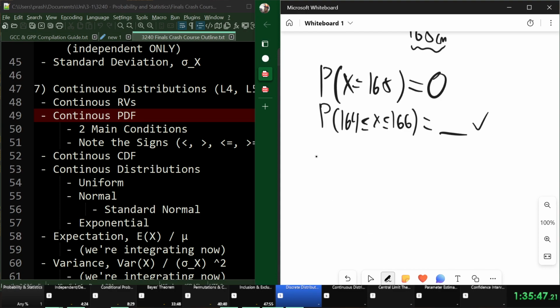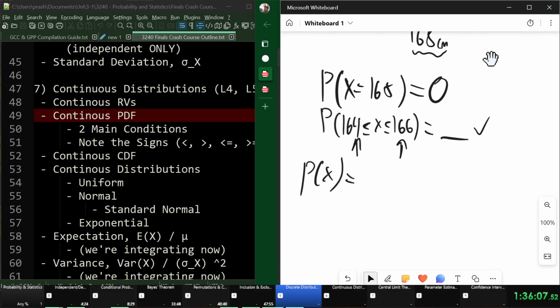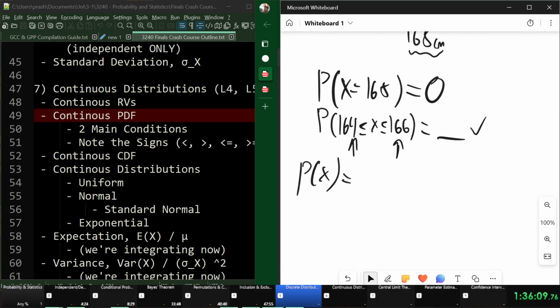So we're trying to find a function, a PDF, which is also written as f of x, which is how probable is something between this event, between 164 and 166, how likely is it to occur? And I mentioned earlier that the probability is the area under this graph. So what is the way to calculate the area under a graph? An integral.